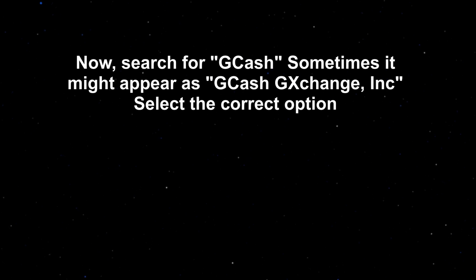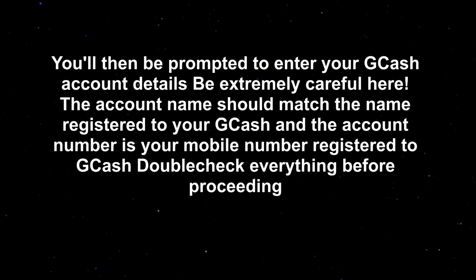Now, search for Gcash. Sometimes it might appear as Gcash GXJ. Select the correct option. You'll then be prompted to enter your Gcash account details. Be extremely careful here. The account name should match the name registered to your Gcash, and the account number is your mobile number registered to Gcash. Double check everything before proceeding.